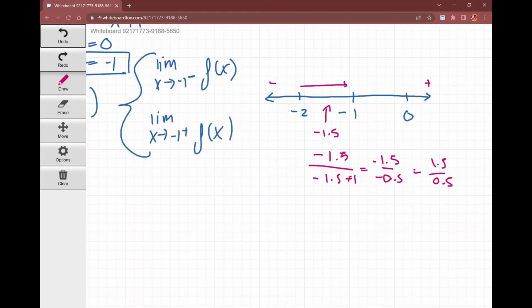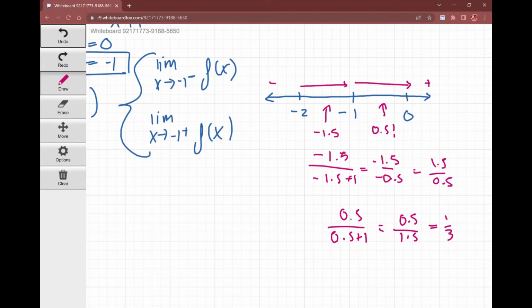Let's do the same thing with a value between negative 1 and 0. 0.5. That's 0.5 over 0.5 plus 1, and that's 0.5 over 1.5. And in the previous recording, Aditi told me that that equals 1/3, which is also in this direction.